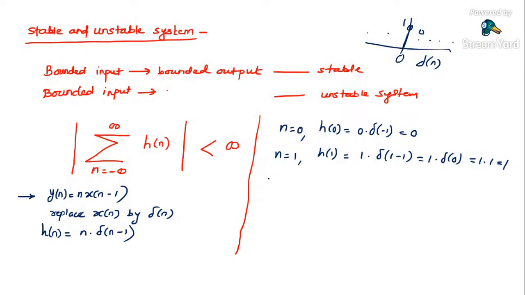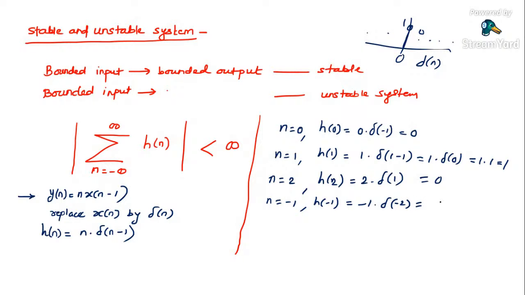Now put n is equal to 2. h of 2 is equal to 2 into delta of 2 minus 1, that is delta of 1. What is the value of delta of 1? It is 0. So if you put all the values of n up to positive infinity, the values will come to 0. If you go for n is equal to minus 1, then h of minus 1 is equal to minus 1 into delta of minus 2. The answer is also 0 because there is no value for delta.